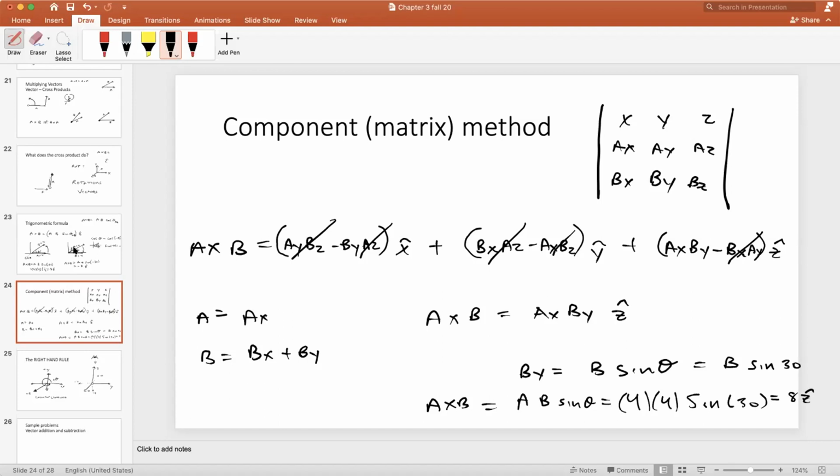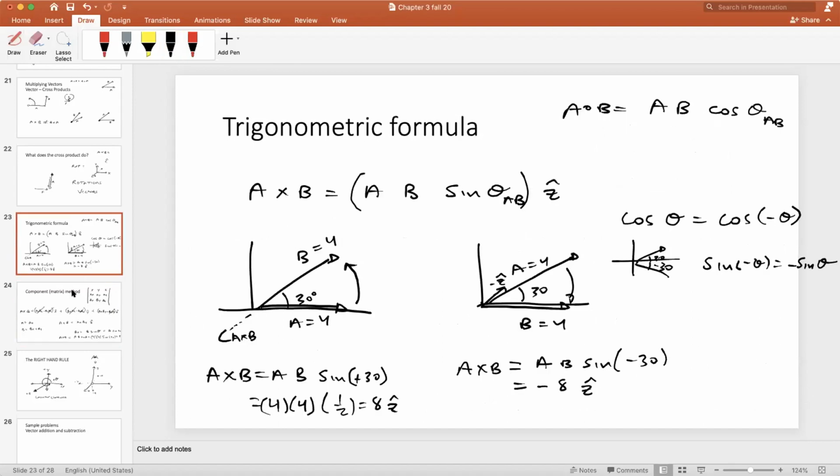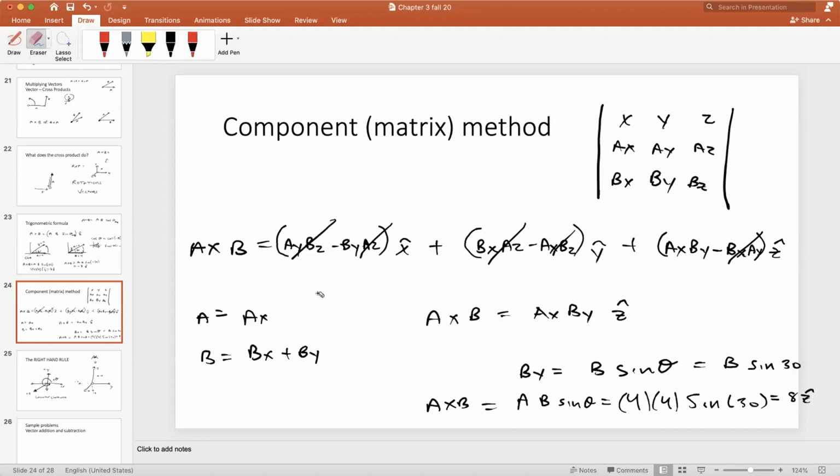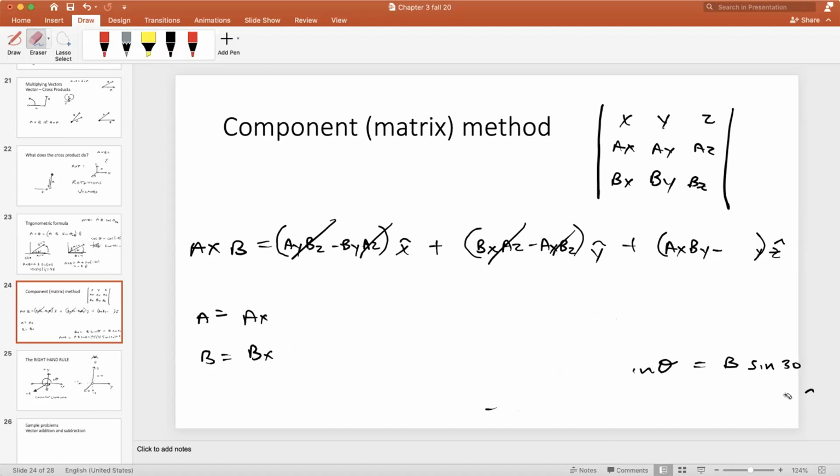Now, when we go and do this one, B has only an x component. A has a y component. I'm going to redraw this for you. So this becomes AY BX. And now look what we get. There is no BY, so this goes away.